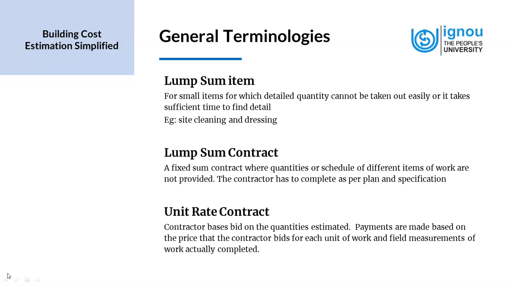Any new item added during the project execution, which is not listed in the contractual BOQ, is considered as a variation, and the contractor is paid for the actual that has been constructed. So we have an idea of what is a lump sum contract and what is a unit rate contract.